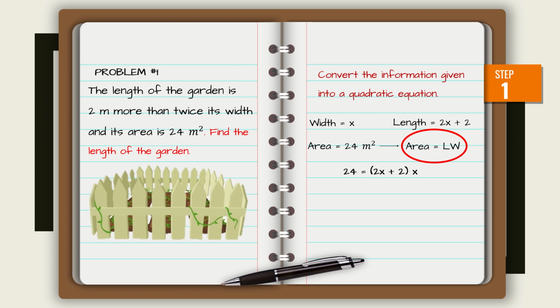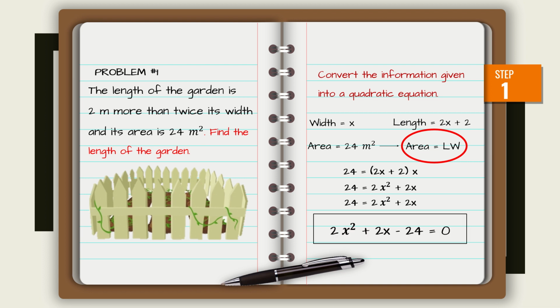And then solve for this, we have 2x times x, that will be 2x squared, and then plus 2 times x, that will be 2x. So we have 24 is equal to 2x squared plus 2x. And then transpose 24 on the other side to make it in a standard form. So we have 2x squared plus 2x minus 24 is equal to 0.